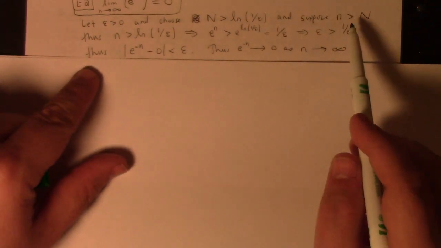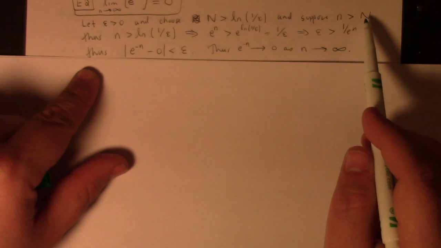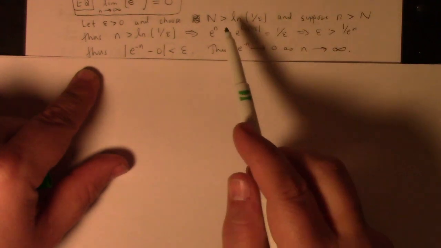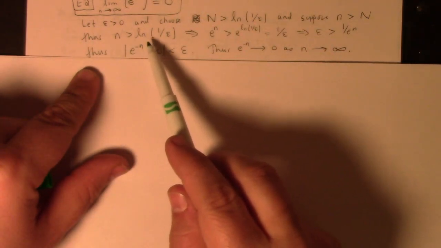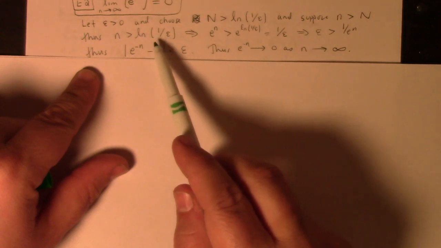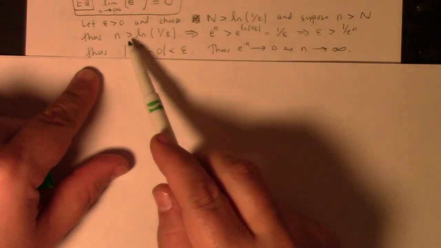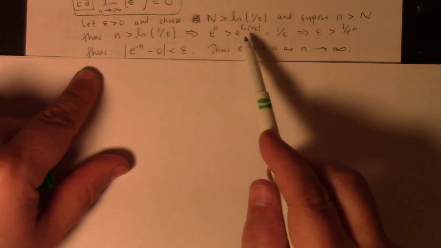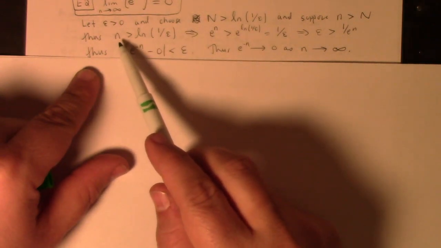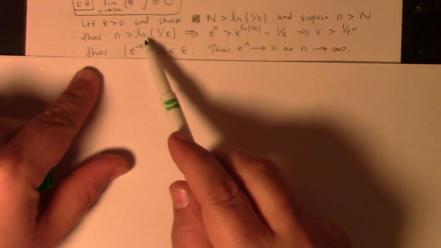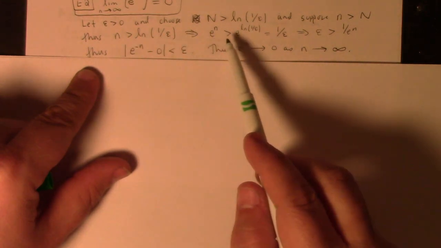And if we suppose that little n is bigger than that N, that would mean that little n is also larger than the log of 1 over epsilon. But I can take the exponential of this inequality. Why can I do that? Because the exponential is an increasing function, so it preserves inequalities. Like e to the n is greater than e to the log of 1 over epsilon.